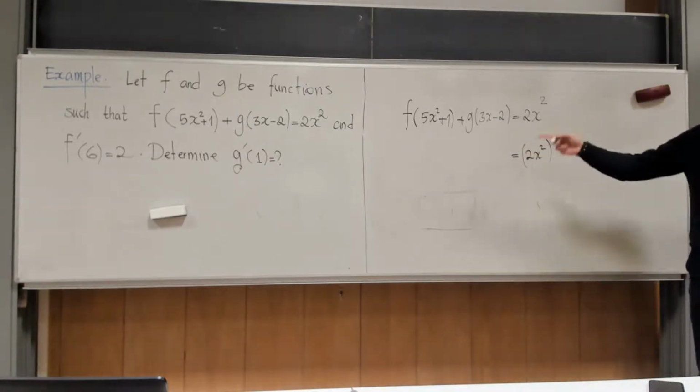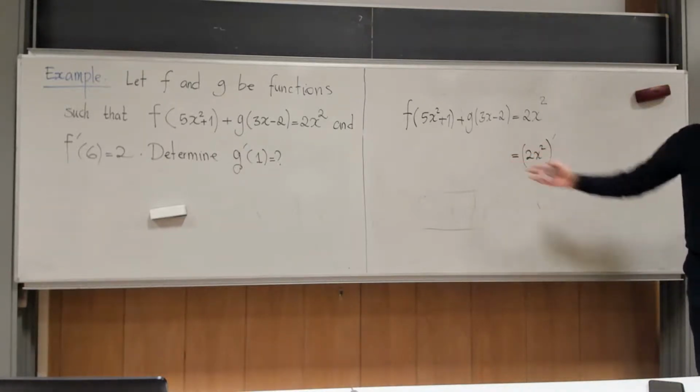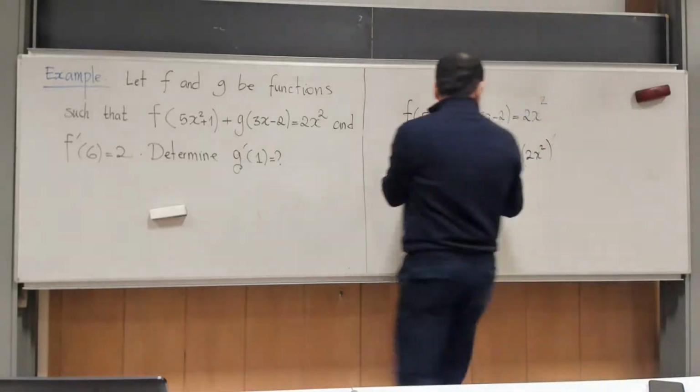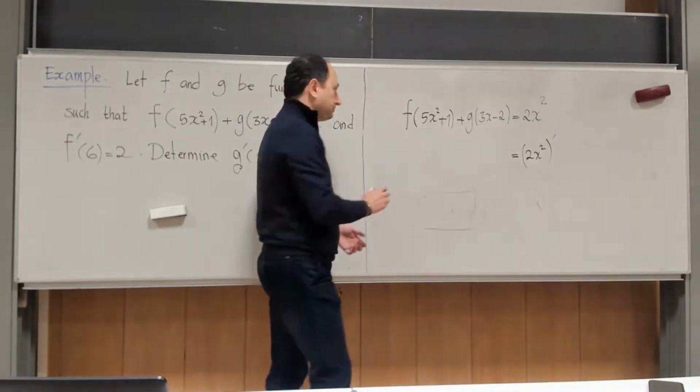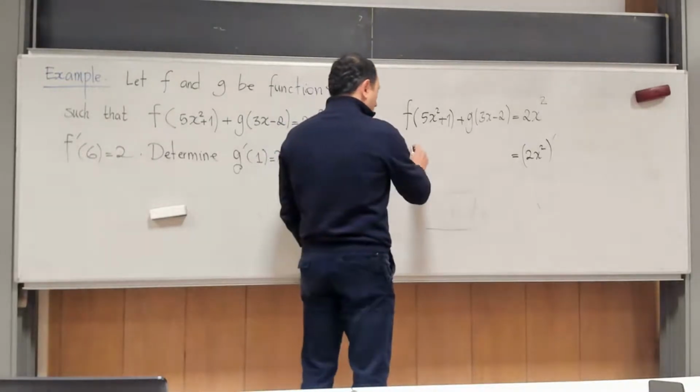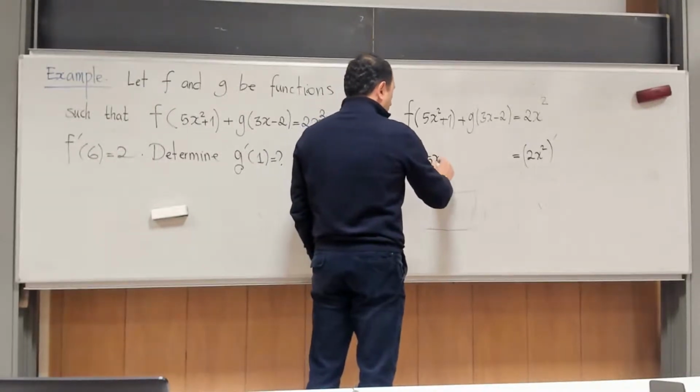Okay. So how do you write? Don't do it. Just write. What do you write here? You said take the derivative of both sides. What do you write here? F prime of 5x squared plus. So let me write it and then ask how many of you agree with him.